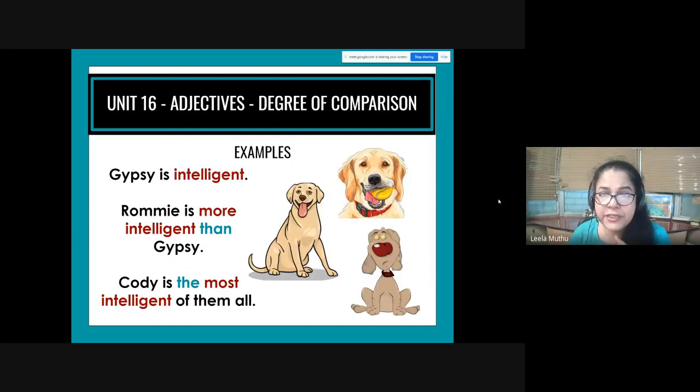Now I have three doggies. You know that. You know I have Gypsy, I have Romy, and I have Cody. Now Gypsy is intelligent. She is really intelligent. Romy is more intelligent than Gypsy. But Cody is the super dog. He is the most intelligent of all three of them all.